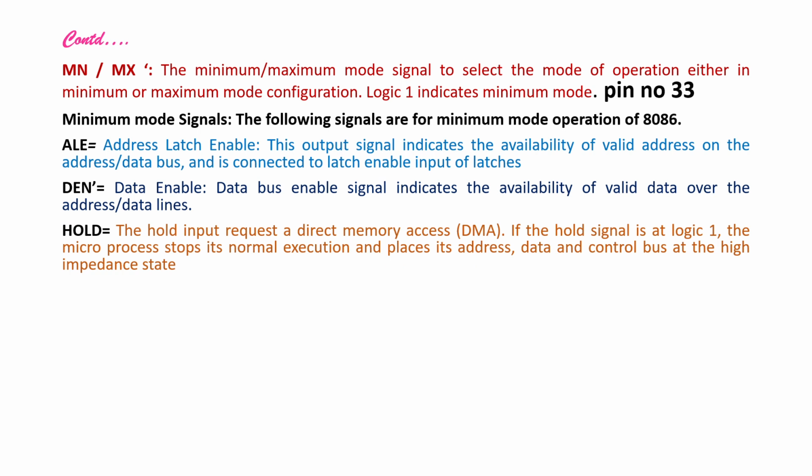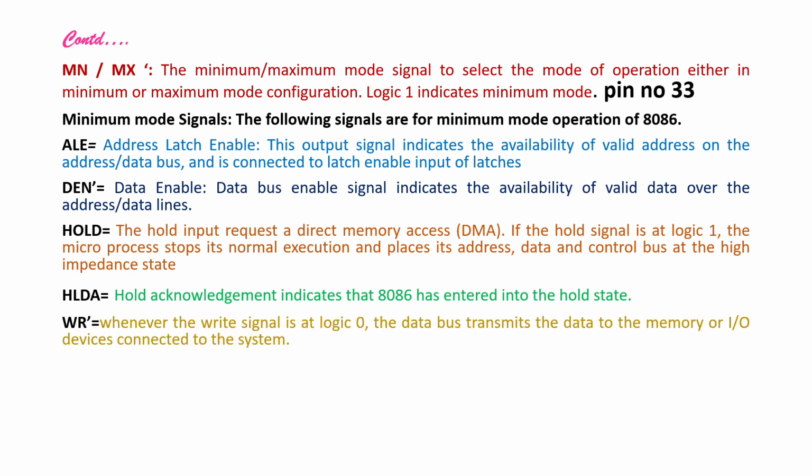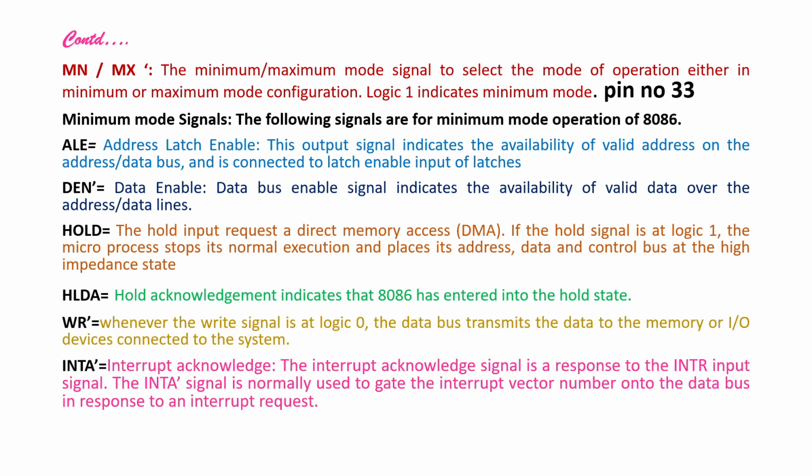If hold logic is 1, the microprocessor stops its normal execution and places the address, data and control bus in the high impedance state. HLDA is the hold acknowledgement signal, WR bar is for the write operation, and INTA bar is the interrupt acknowledgement signal. These are the pins for the minimum mode of operation. Now I explain the pins, and this is very important. M/IO bar, I just skipped this.